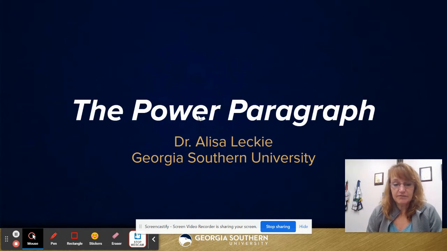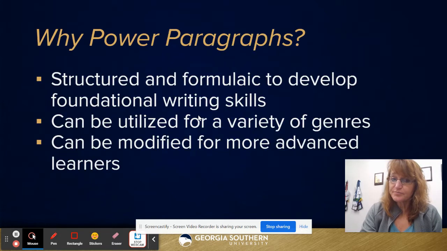I want to take a couple of minutes to walk you through how to teach power paragraphs. But before we do that, let me talk to you about why power paragraphs.